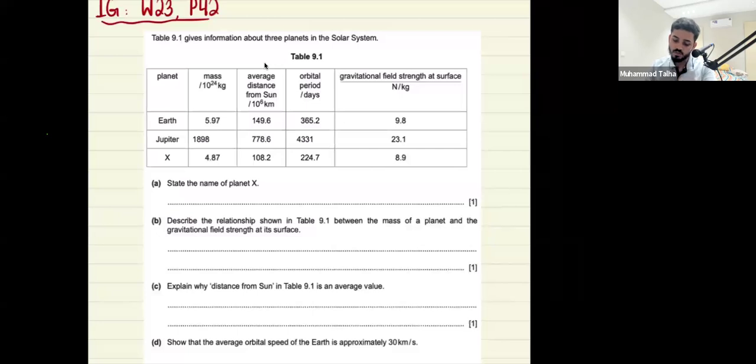This is another IGCSE paper. You are supposed to state the name of a planet X, which if you look here, so 3 planets in the solar system, and you are given some data according to this. Now here the cool thing is that Earth and Jupiter, you know that these are very far apart when we talk about the naming, right? MVEM, JSUN, right? So Earth, and then there's Mars, and then there's this. So how do you deduce what this planet X is?